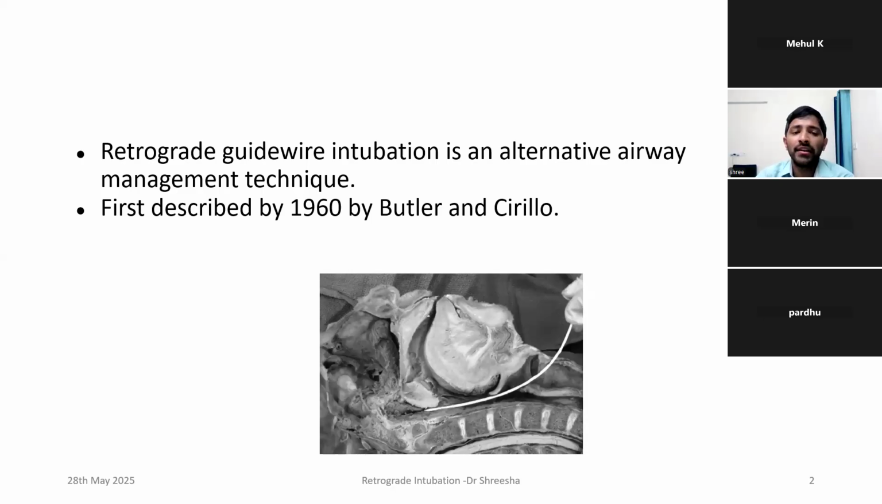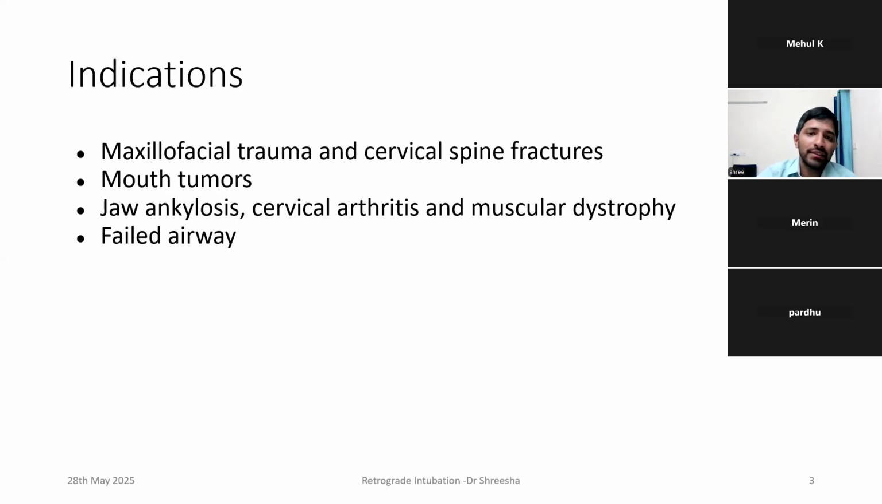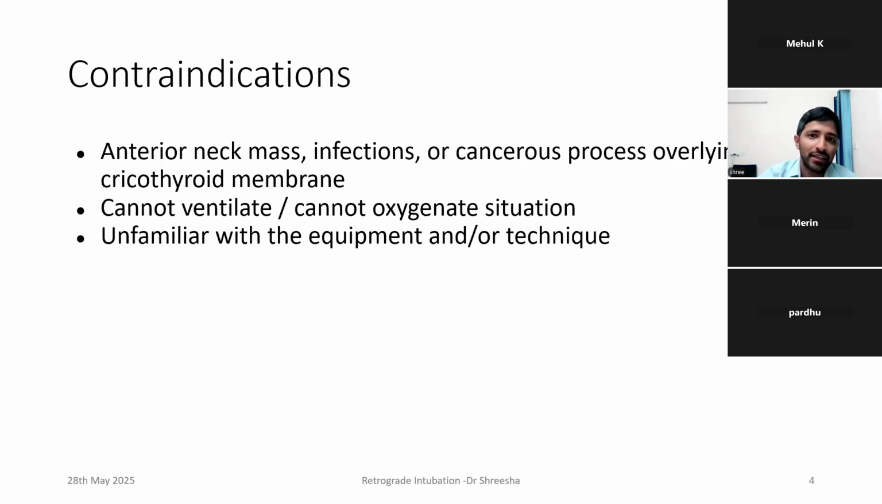Contraindications: an anterior neck mass, infection, or any malignancy over the puncture site over the cricothyroid membrane is an absolute contraindication. It also cannot be used in a cannot ventilate, cannot oxygenate situation, where a surgical airway, the standard cricothyroidotomy, should always be used. If you are unfamiliar with the equipment or the technique, that is again a relative contraindication. Richmond also says limited mouth opening is a contraindication, but as we will see later on, it's not exactly a contraindication.